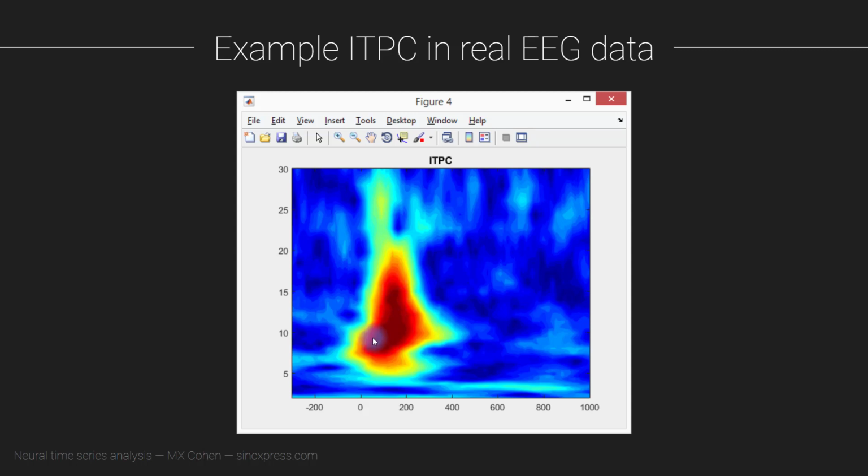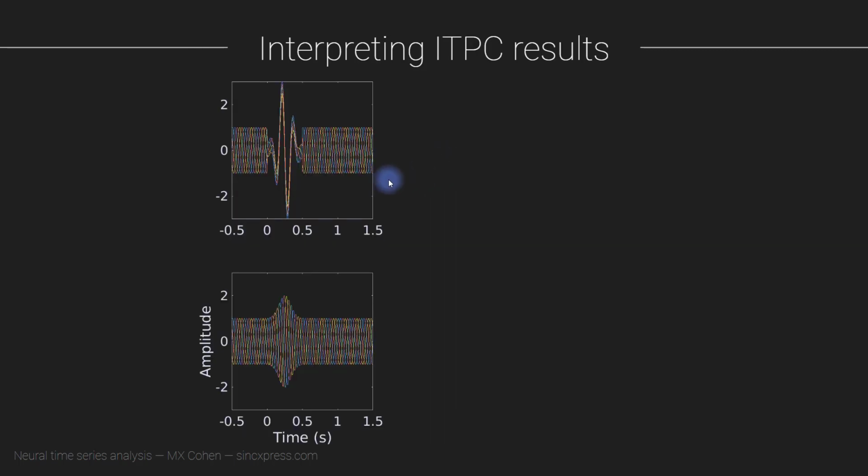And later on in this section, I'm going to start talking about the phase-locked and non-phase-locked and total parts of the signal, and you will see how this is related to the phase-locked part of the signal and not the non-phase-locked part of the signal. Okay, so now let me tell you a little bit more about how to interpret ITPC results.